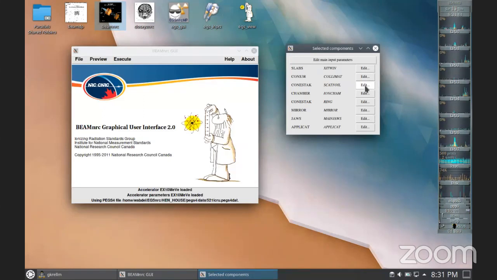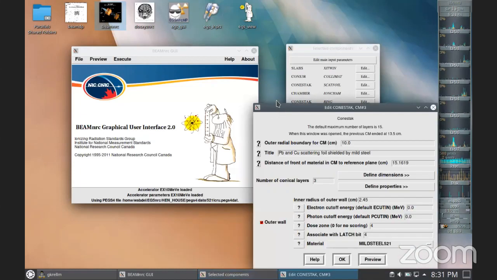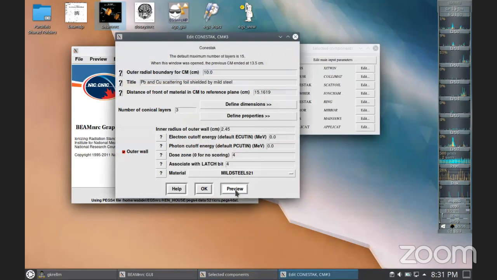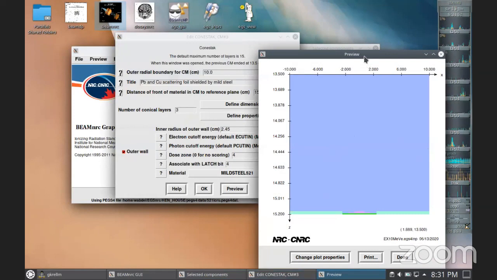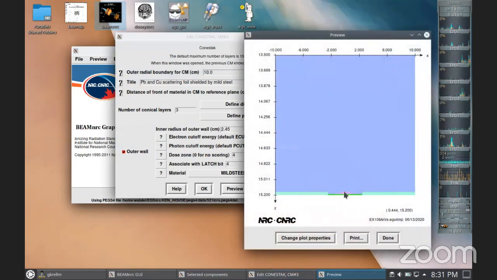So the flattening filters, scattering foils. So we can open that just out of curiosity. Okay, this is how it looks like. So it's made out of a smaller disk on top of another one, on top of another one. And to do this model, you need this cone stack. You cannot do this with target, with the slabs.